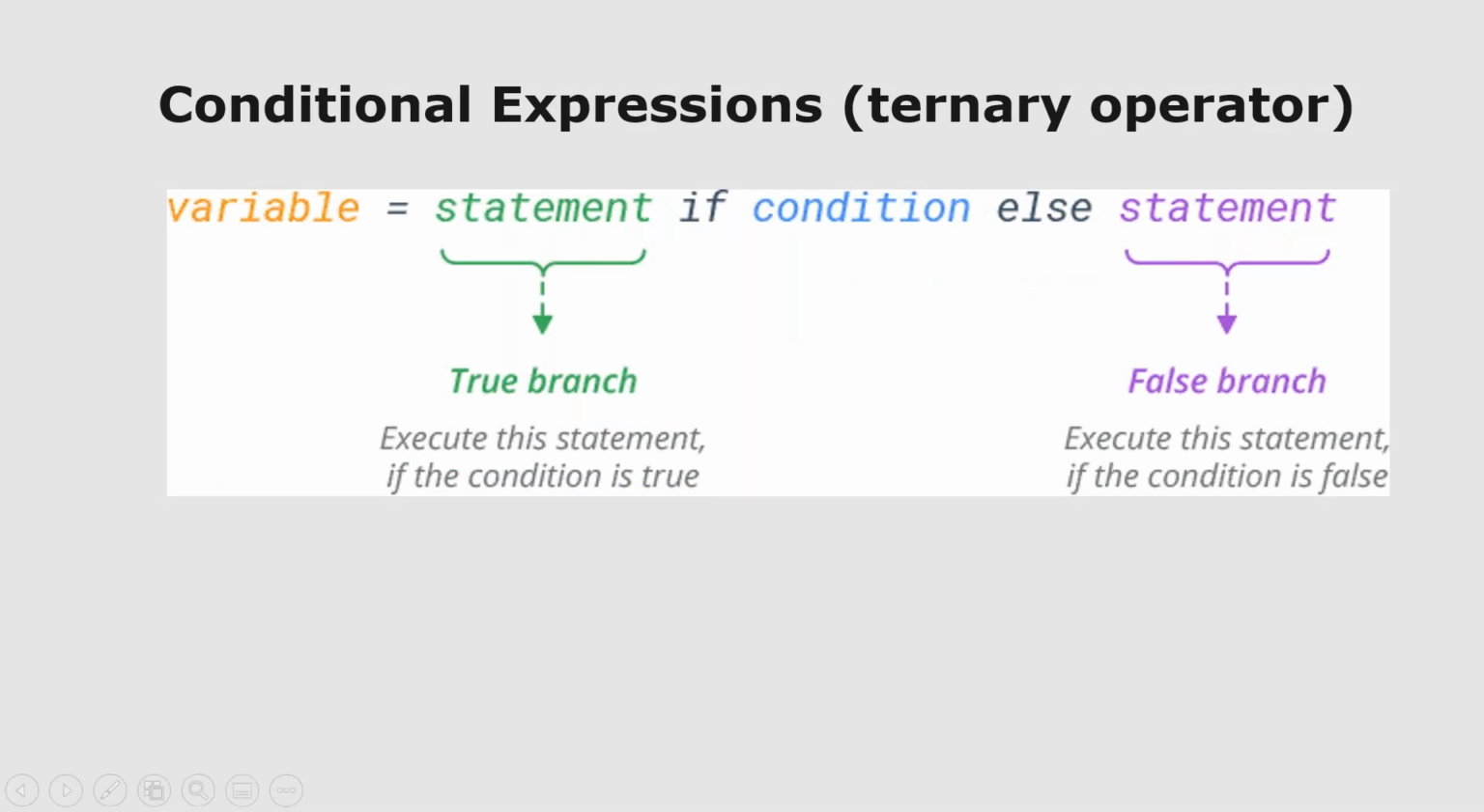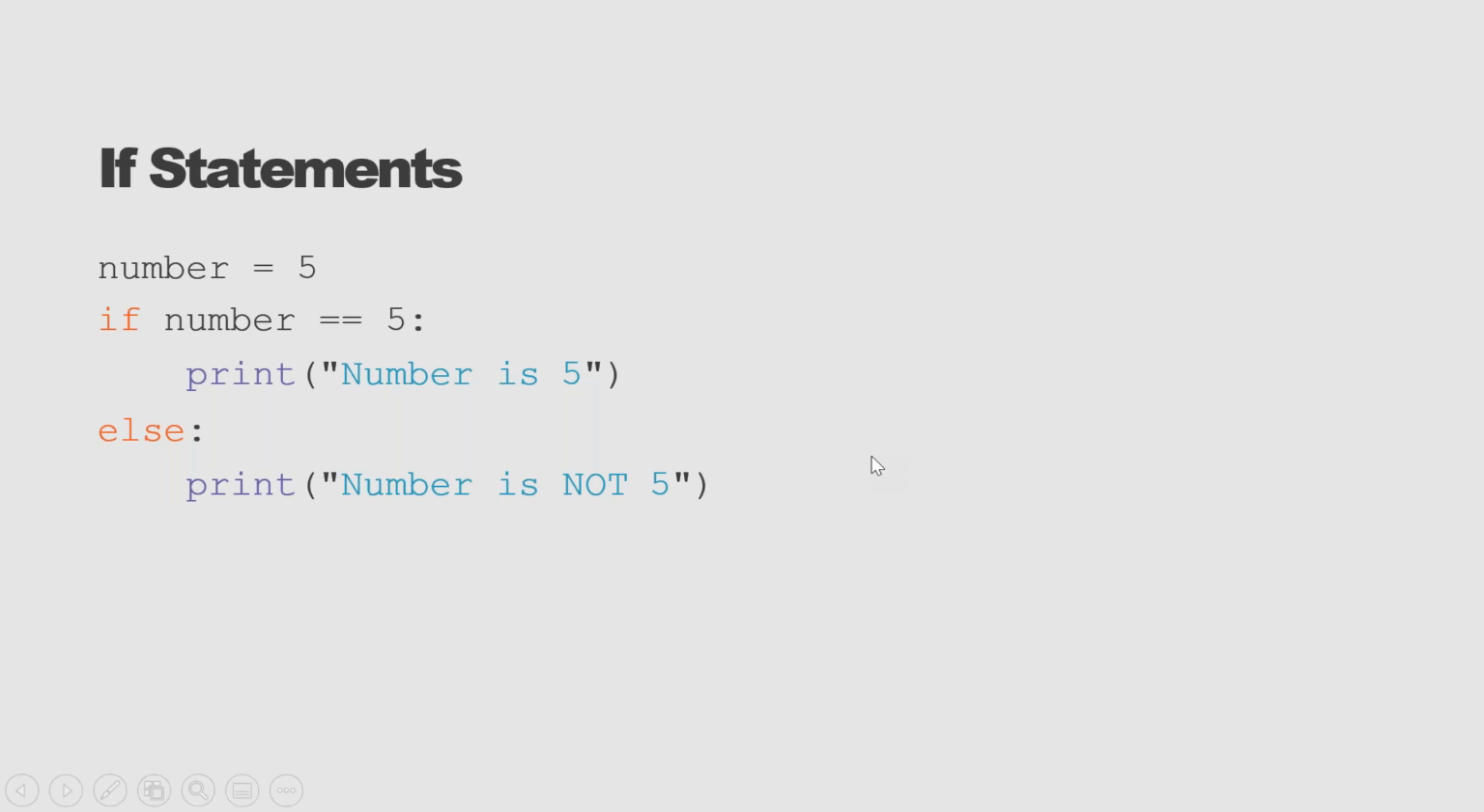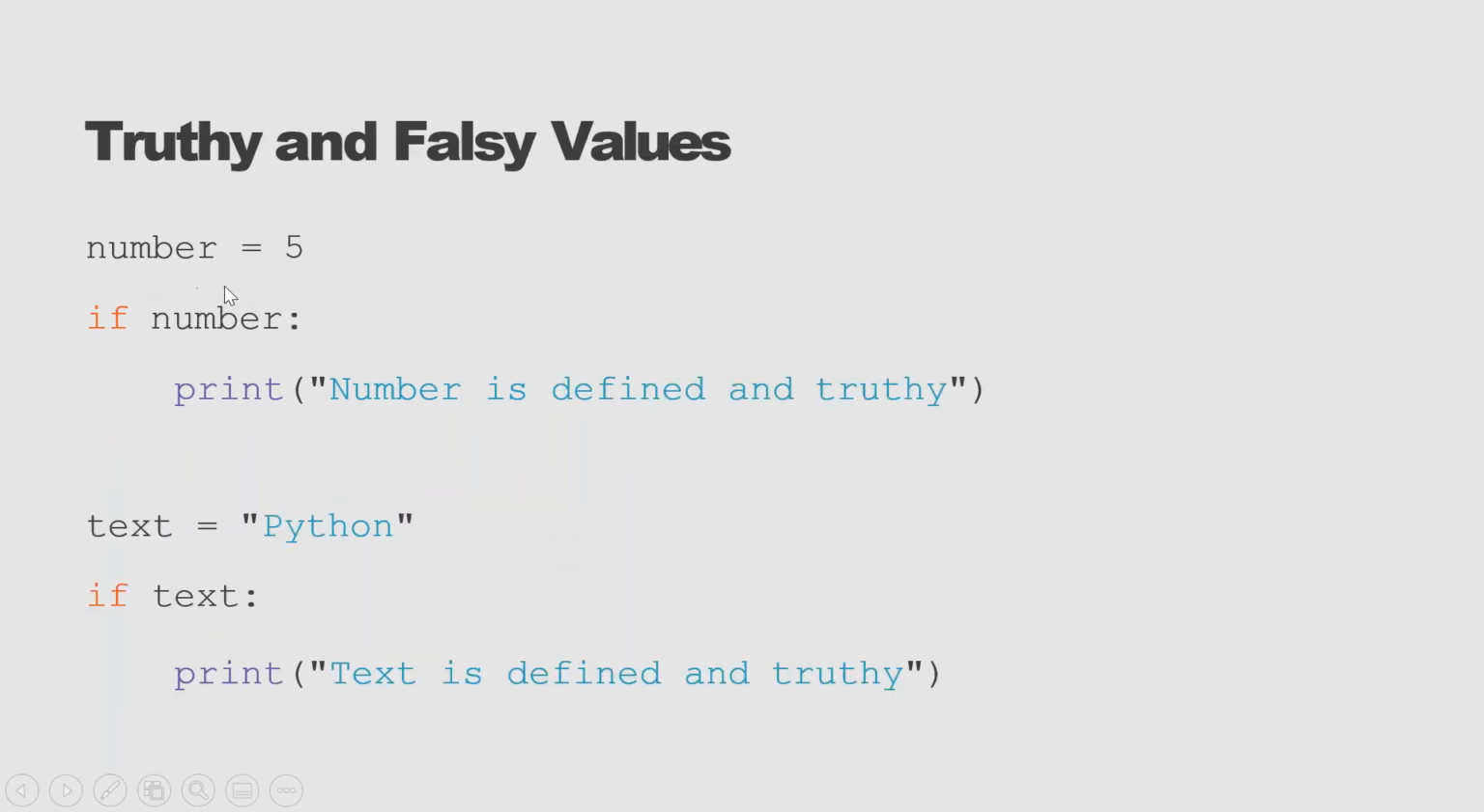There's a variable, it can be anything, and the right statement, if condition, else statement. Many places you will see this called the ternary operator. So here you see if number is equal to 5, then run this, else this. Here, truth and false value.